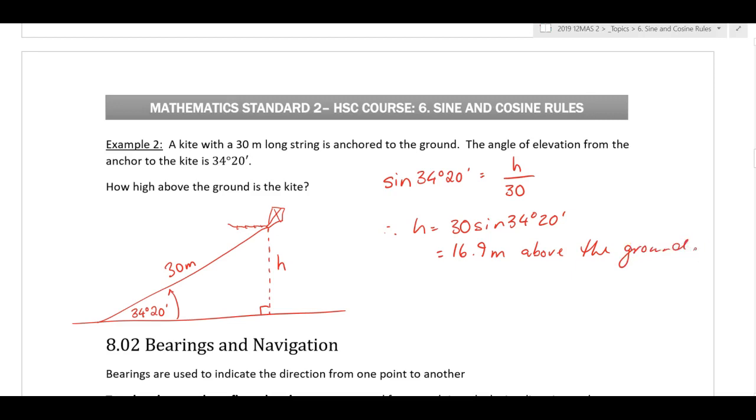That should do. Rightio. That's our review of right angle trigonometry for exercise 801. Check them out. If you've got any questions, of course, let me know.